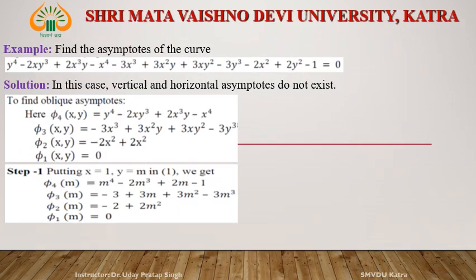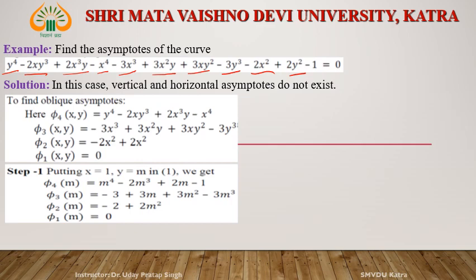Find the asymptotes of the curve. This curve has a fourth degree term, so you have to collect φ₄, φ₃, φ₂, φ₁. φ₄ is the fourth degree term: x⁴ + 2xy³ + 2x³y + y⁴, right? And φ₃ is the third degree term: −3x³ + 3x²y + 3xy² + 3y³. And φ₂ is the second degree term. And for φ₁, there is no φ₁ term. The first degree term is not present in the equation, so φ₁(x, y) is equal to 0.